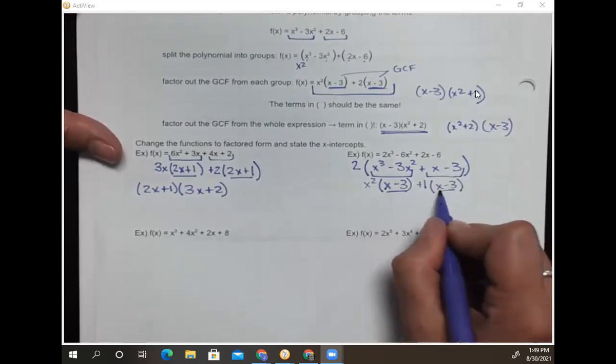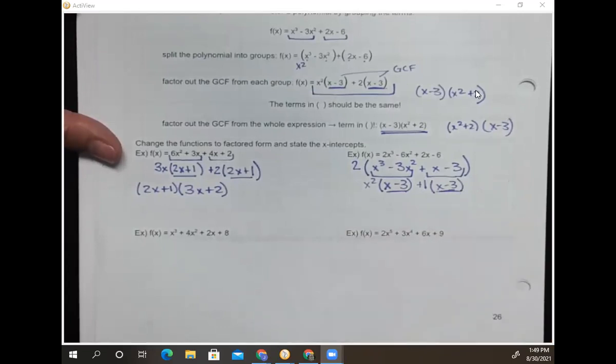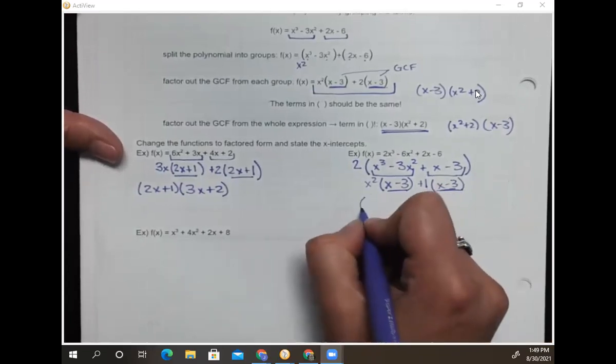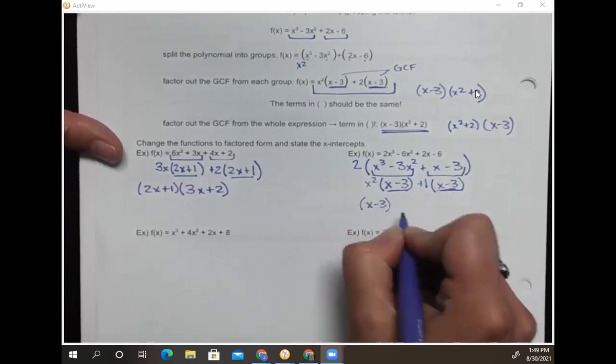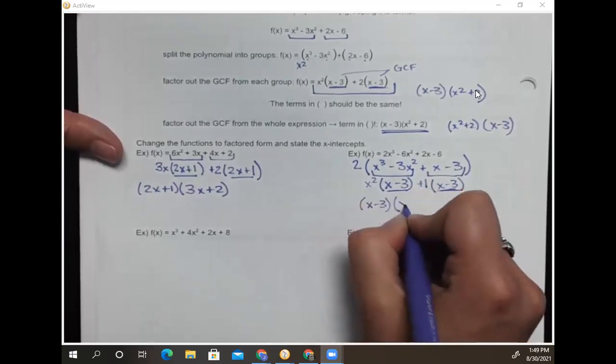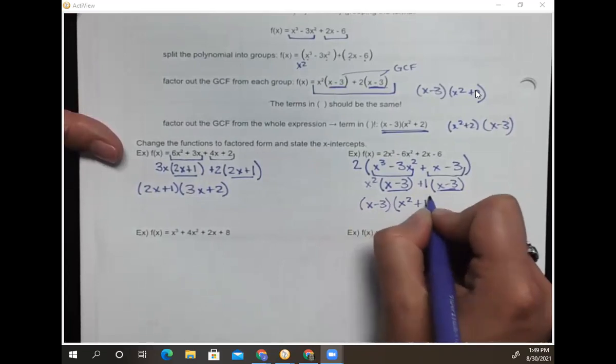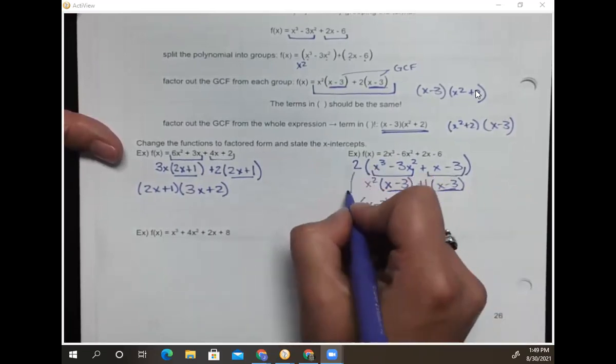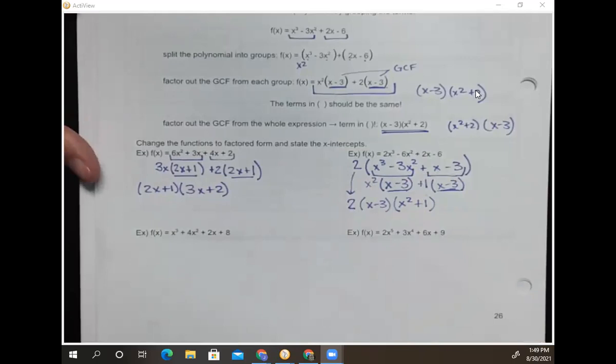Now I can see my step in parentheses is the same. That's my new common factor that I'm going to pull out, x minus 3. And when I pull that out, I'm left with x squared plus 1. And then don't forget our GCF of 2 in front here.